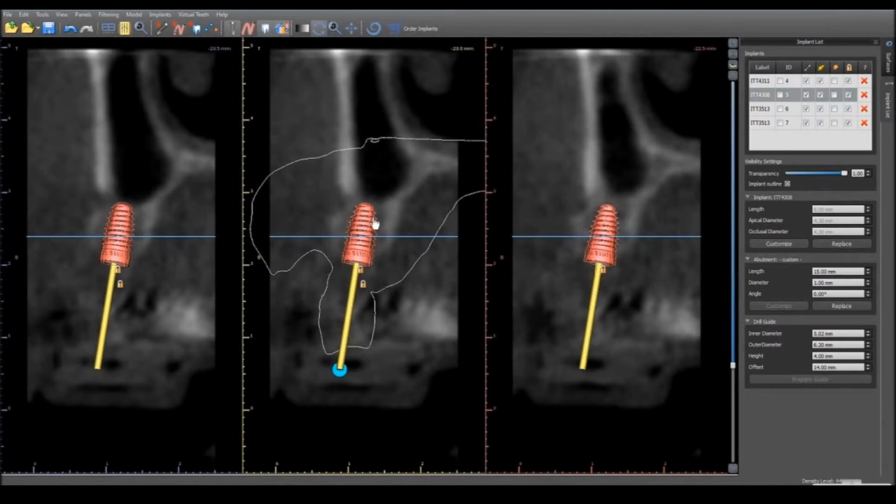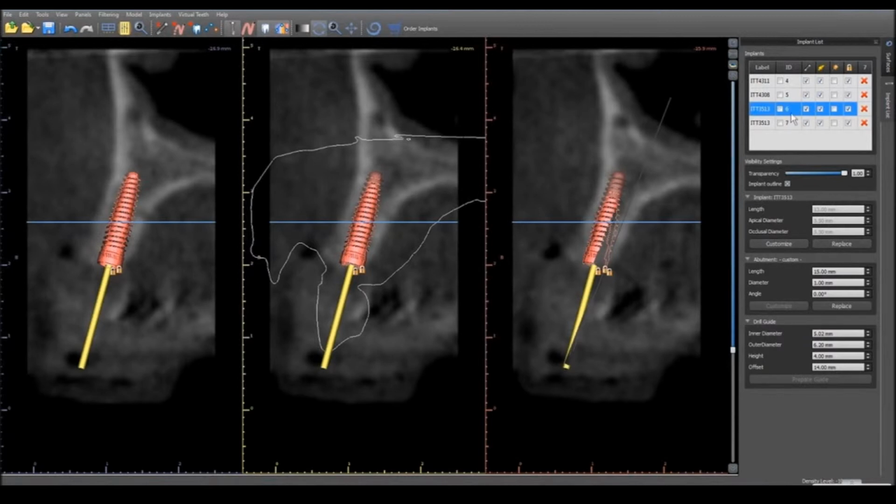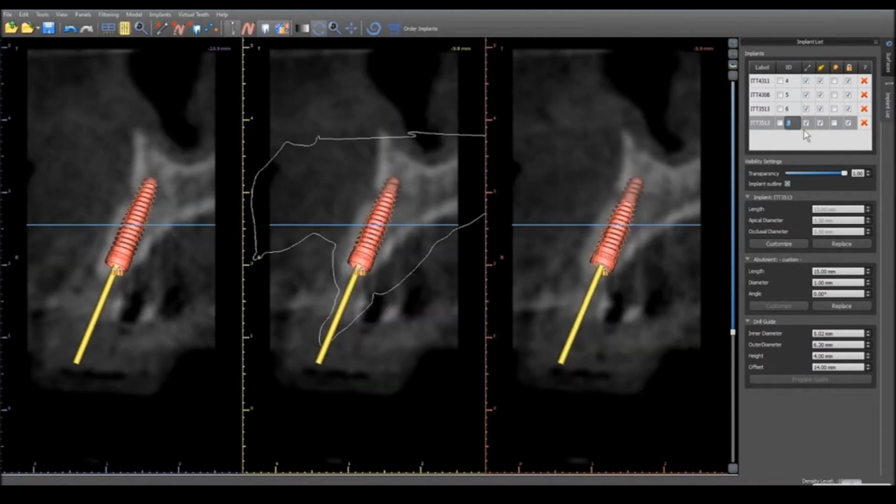And we go to the next, number 5, same thing. A little buccal to the central fossa, but still quite ideal. Go to number 6. We were fortunate, the bone was getting thinner here, but still allowed me to line it up with the incisal edge. And finally, number 7, same thing.